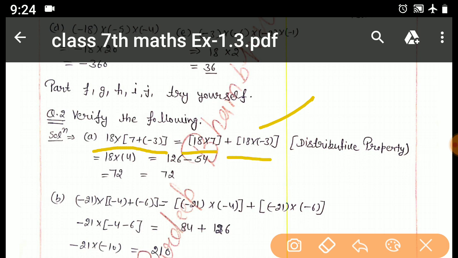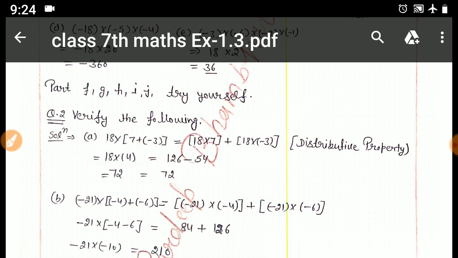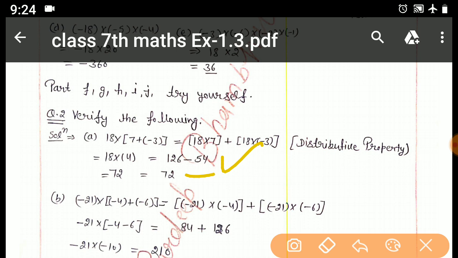This is the distributive property. Okay, now according to the distributive property we will simplify. 7 minus 3 will give us 4, and 18 fours are 72. Now we will solve the right hand side. 18 sevens are 126, and 18 threes are 54. But here we have one negative integer and one positive integer, that's why their product will be negative. And 126 minus 54 will give us 72.